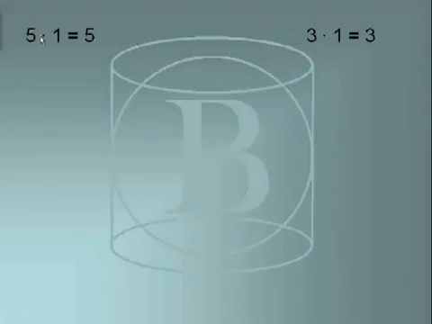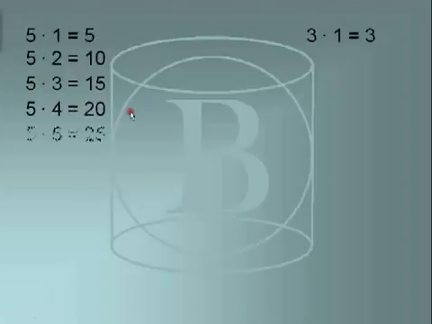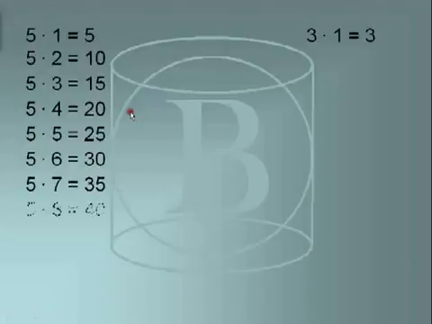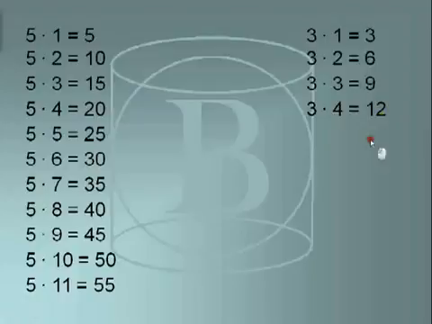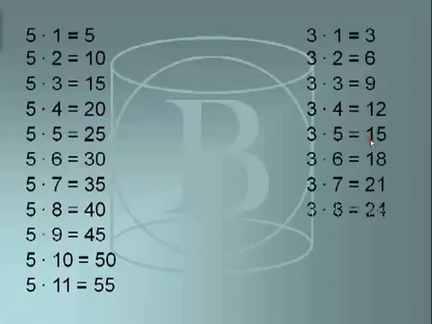So here I go. I got 5 times 1 is 5, so 5 is a multiple of 5. 5 times 2 is 10. 10 is a multiple of 5. 5 times 3 is 15. 15 is a multiple of 5. So I'm going to just continue this list on down and list several multiples of 5 here. Now, 3 times 1 is 3. Then 3 times 2 is 6. 3 times 3 is 9. 3 times 4 is 12. And I'm going to continue with the 3's. I'm going to list several multiples of 3 over here.